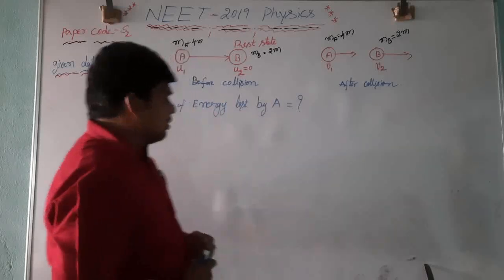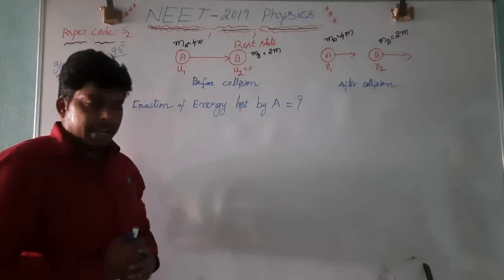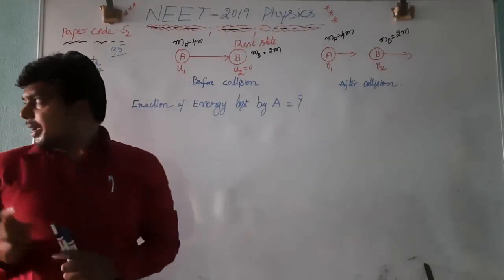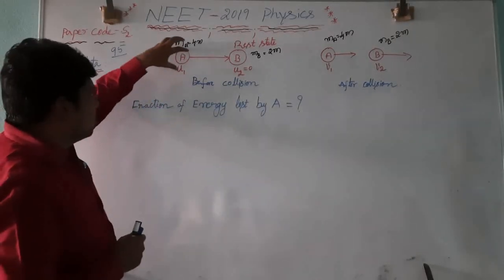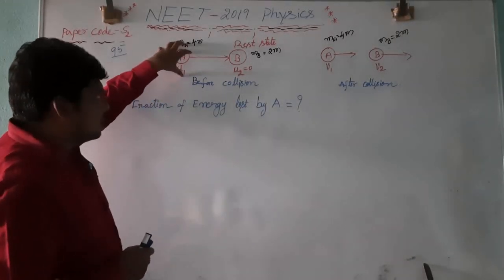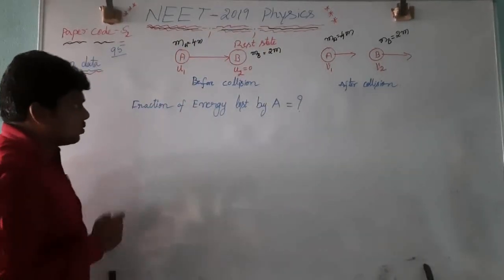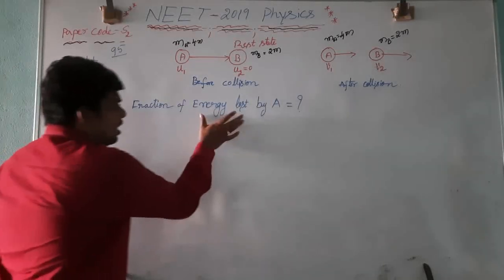Now we have to calculate the fraction of energy lost by body A only. Which body is going to lose the energy and which body is going to gain the energy? Body A is going to lose the energy. Body B is going to gain the energy.